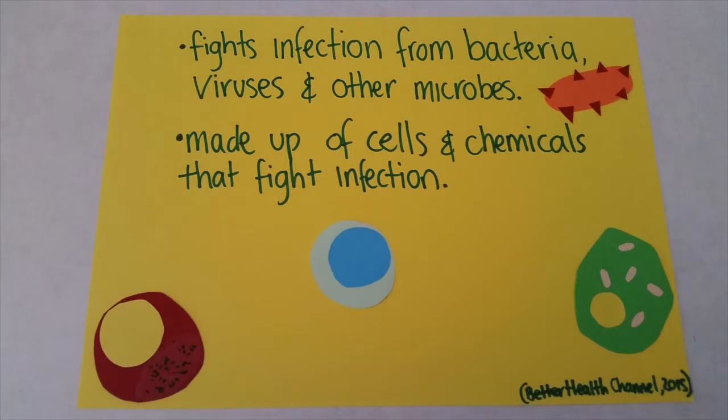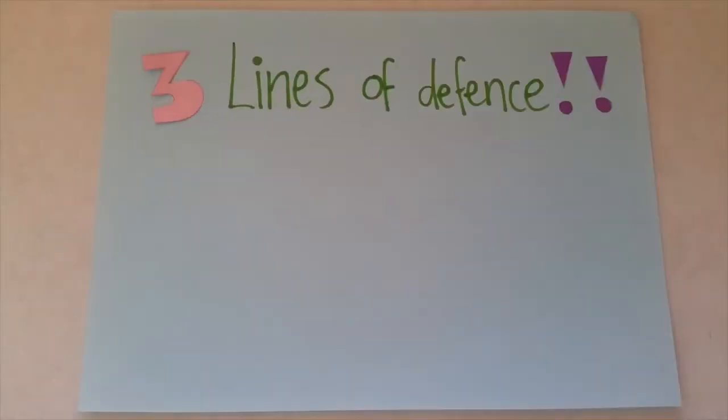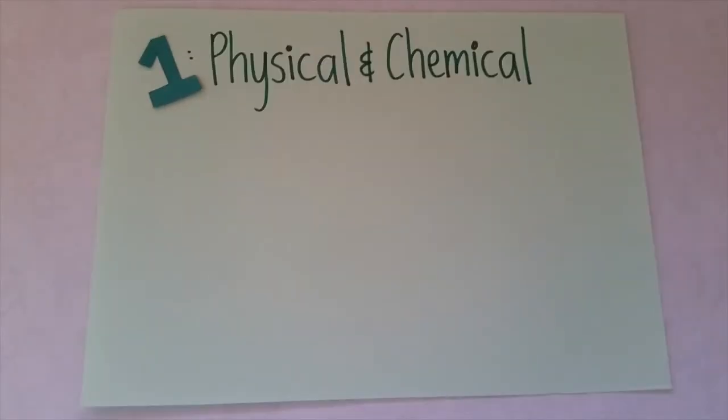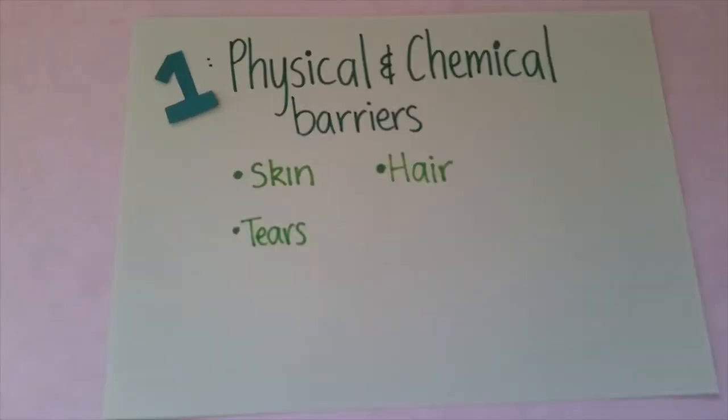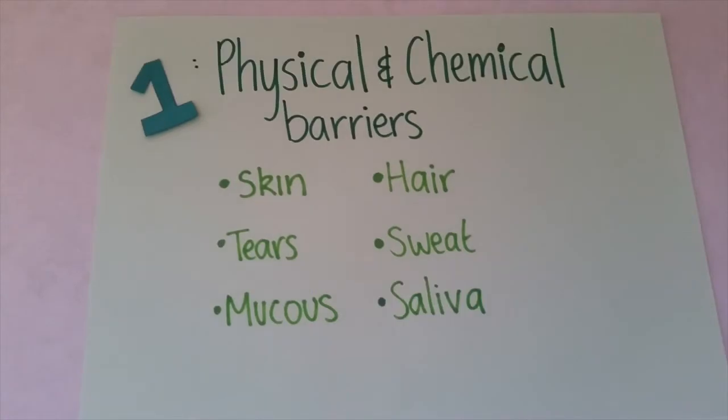The immune system is also made up of various cells and chemicals within the body that fight infection. There are three lines of defense within the immune system. The first line of defense is the physical and chemical barriers, such as your skin, the hair, the mucus from your nose, the saliva from your mouth, sweat, and tears.